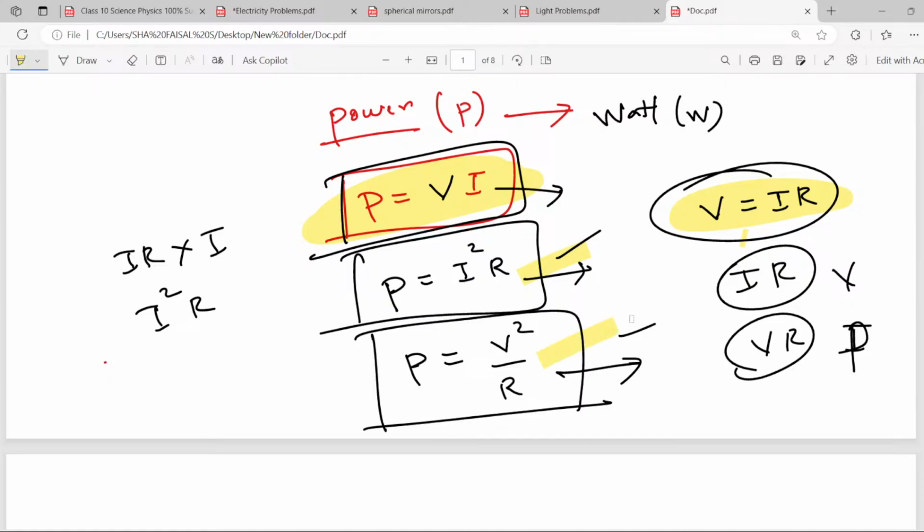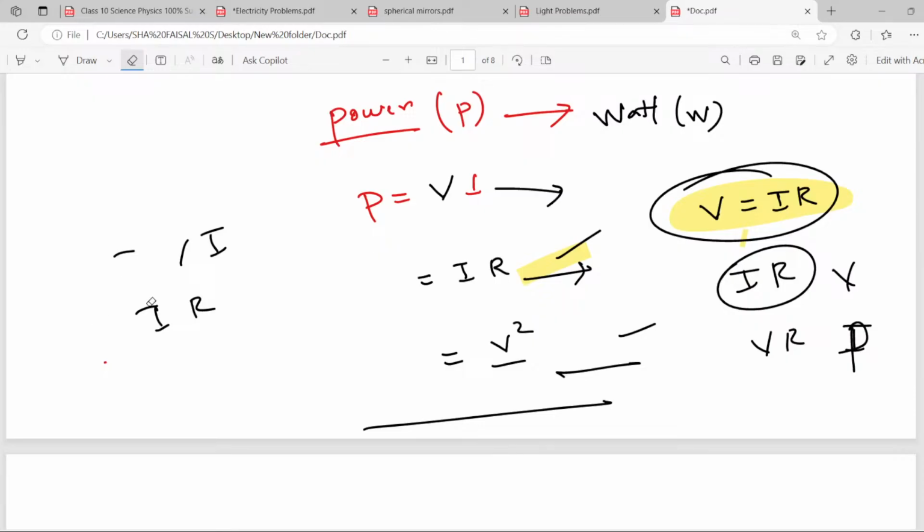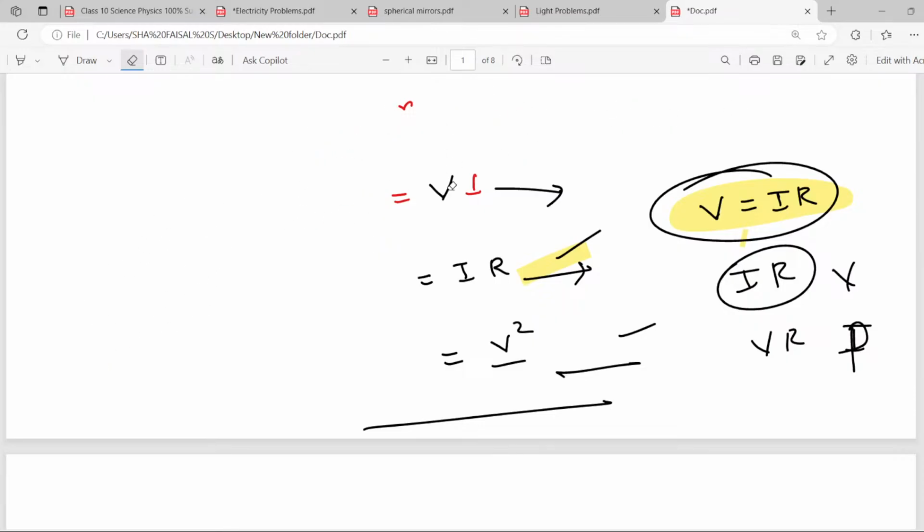Did you understand? Write V into I. After this, substitute the formula V is equal to I into R in it. Nothing else. Followed? Hope you all have understood. Very good. So these are the three important formulas to find the electric power.